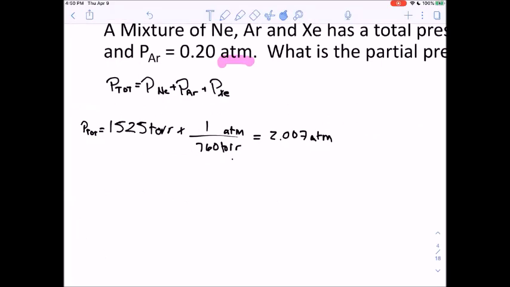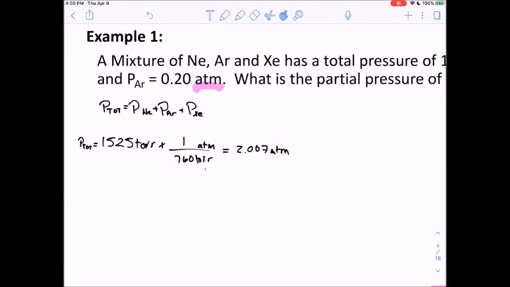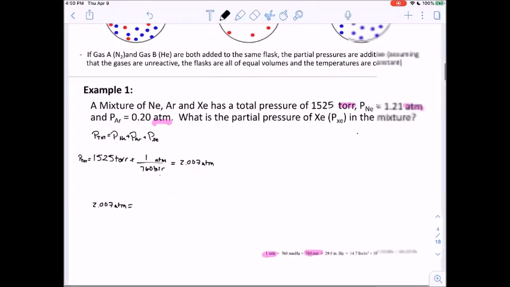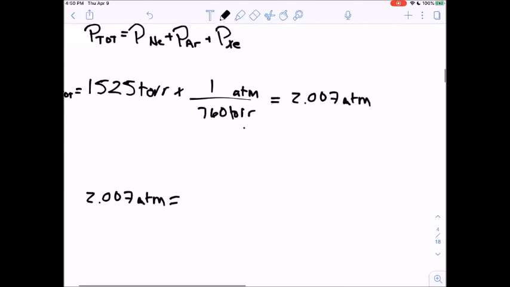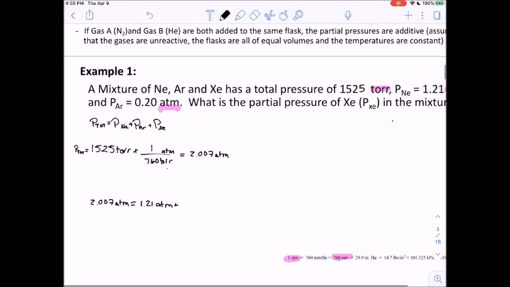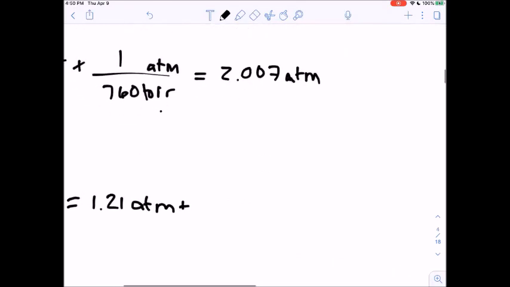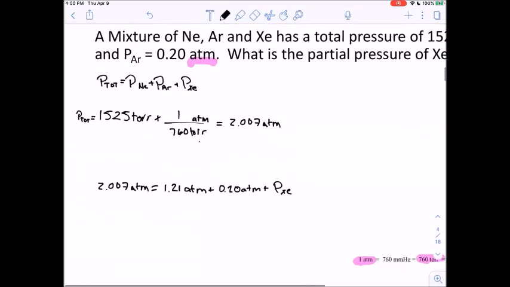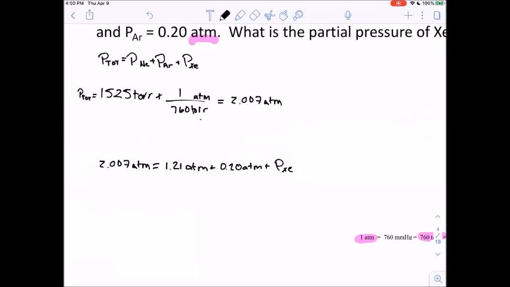And according to our equation, we now have everything in the right units, so we can just plug everything into our equation. So my total pressure, which is right here, is equal to the pressure of neon, which was given to us in the problem as 1.21 atmospheres, plus the pressure of argon, which was given to us as 0.20 atmospheres, plus the pressure of our gas that we're solving for, which is xenon. At this point, you're literally just plugging it in and solving for x, essentially, which is the pressure of xenon.